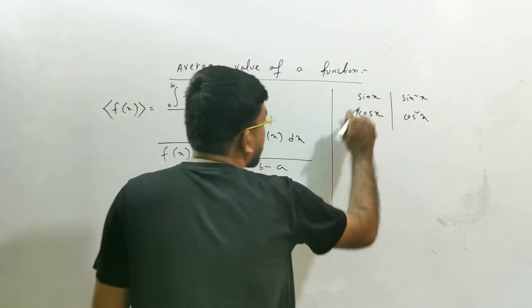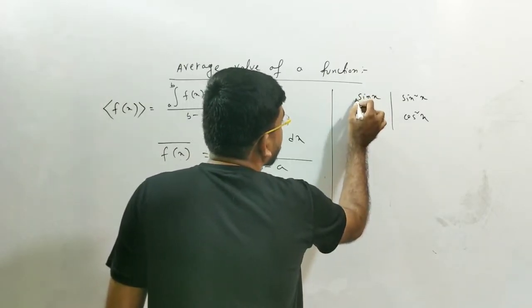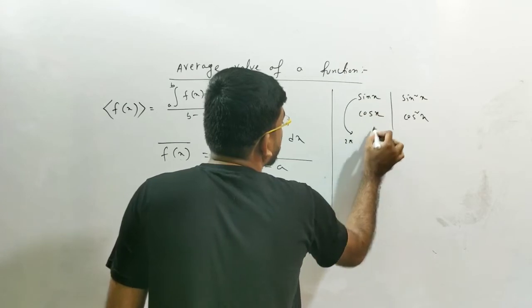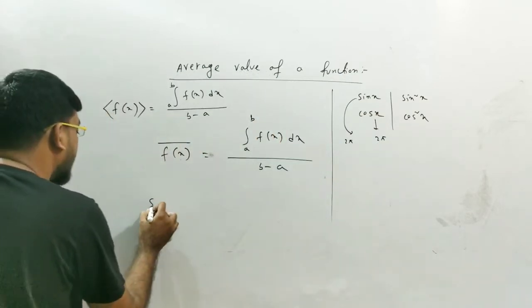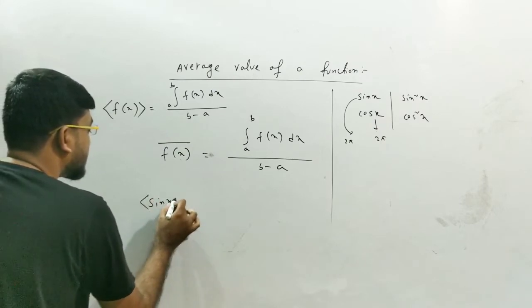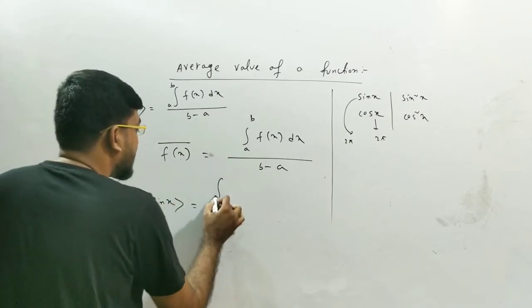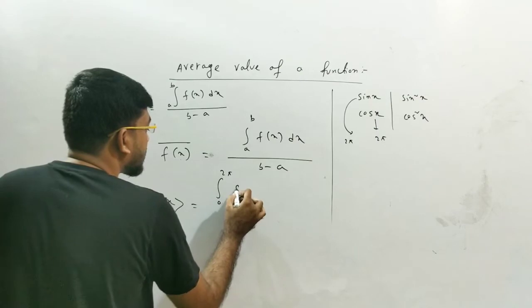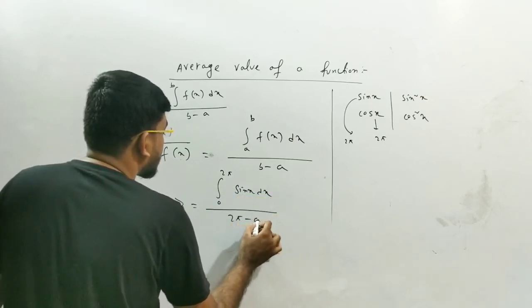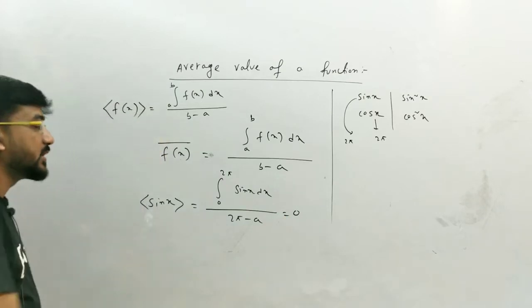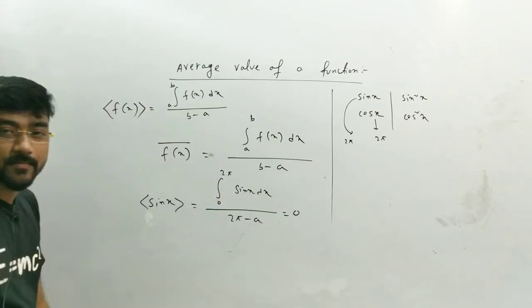If you want to find out the period of sin x, the period of sin x is 2 pi and cos x is also 2 pi. So if you want to find out the average value of sin x, it will be just the integration 0 to 2 pi sin x dx divided by 2 pi minus 0, that is b minus a, and it will always be 0 because the integration 0 to 2 pi sin x dx is 0.